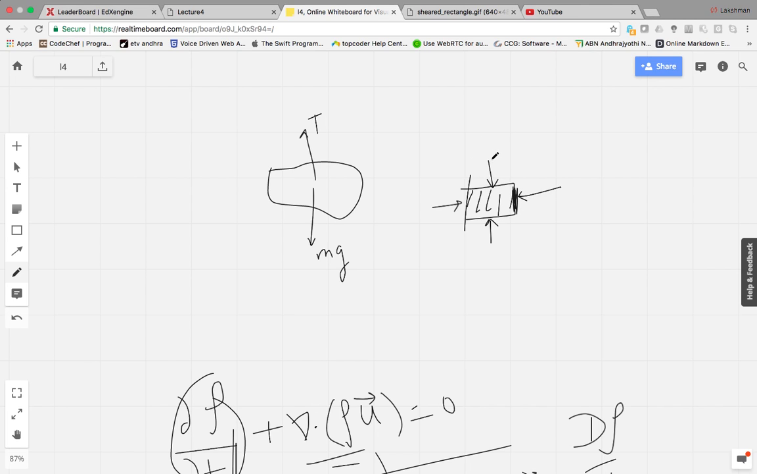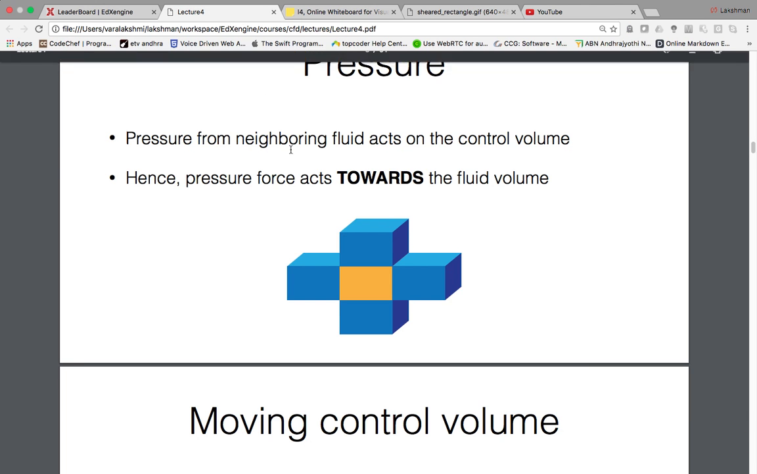So neighboring fluid elements or fluid parcels or control volumes are exerting force on this particular control volume, and they all try to exert force in this particular direction. That is the pressure. You can't pull something out. If you are exerting some pressure, it means you are exerting some force on that particular object, and the direction is towards that element.